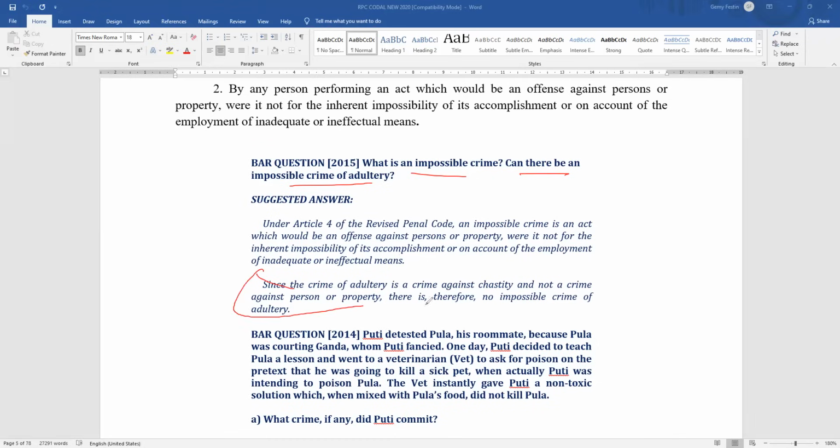Why? Ito yon. Because adultery is a crime against chastity. Impossible crime is only applicable to crimes against persons or property. Okay? Next.